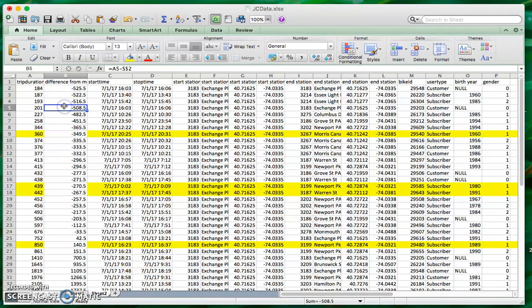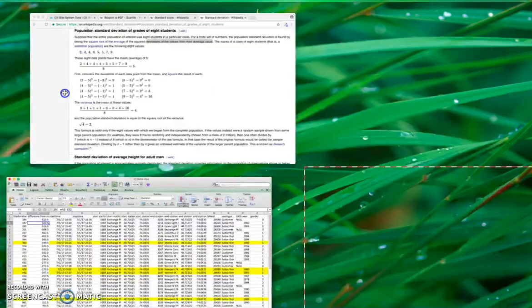So we always want to be using formulas wherever we can in order to keep our work dynamic and resilient against, again, errors or oversights. So there we go. We've got the difference from the mean. Okay, so that's the first step.